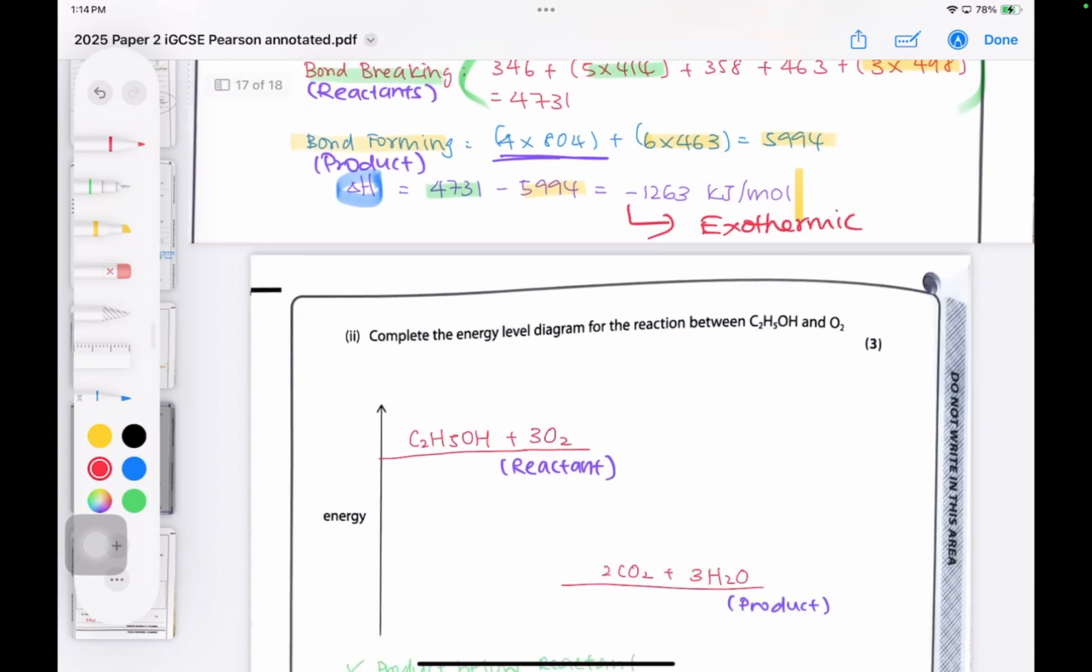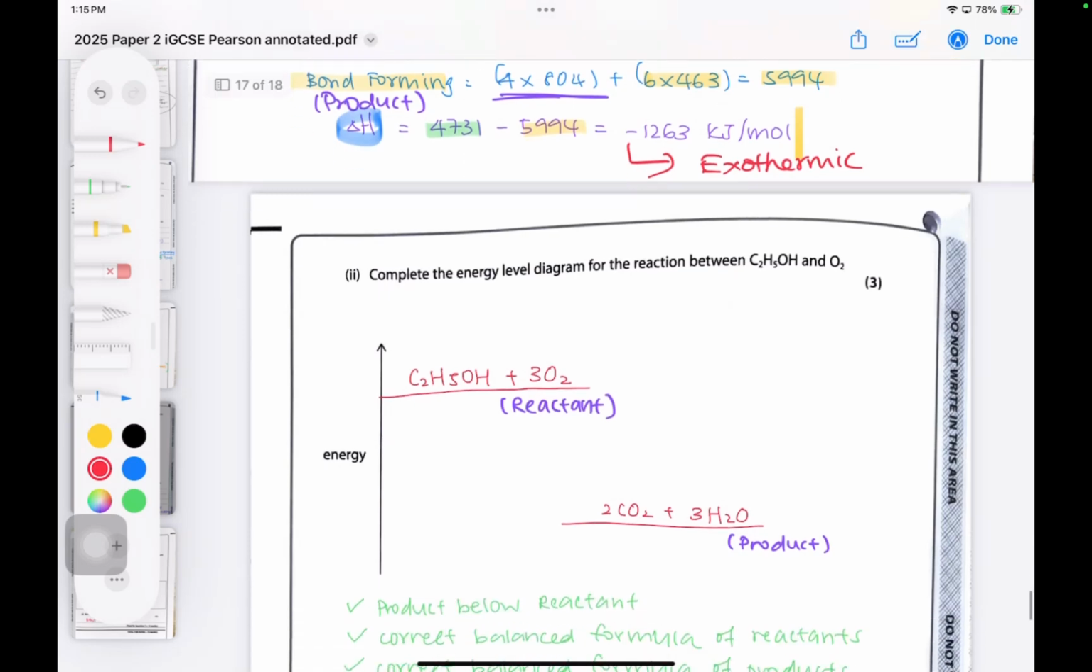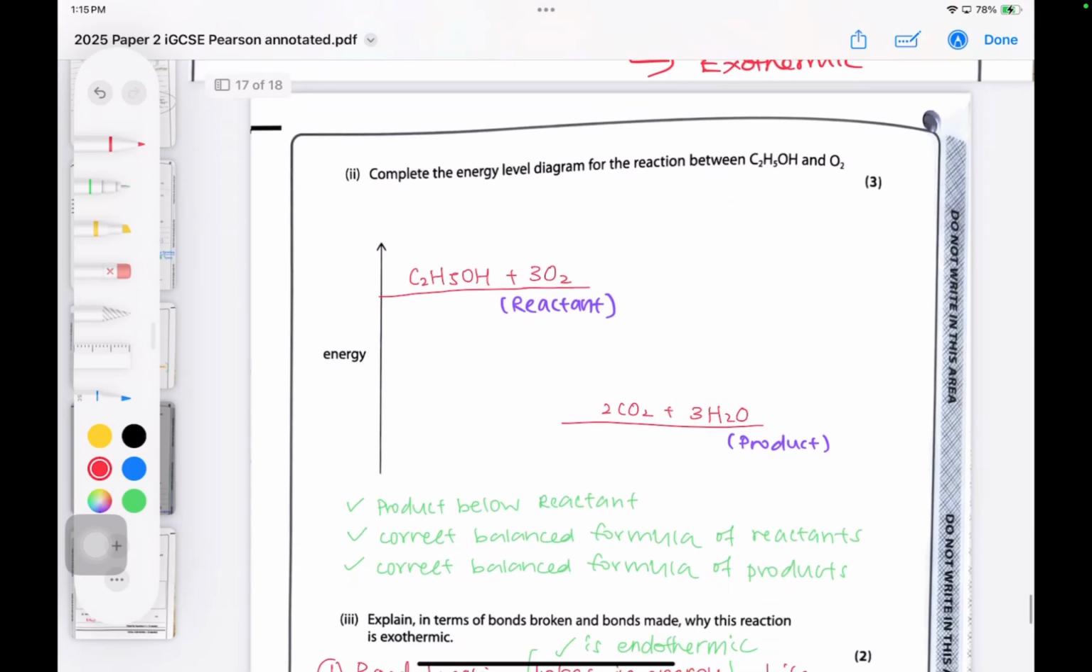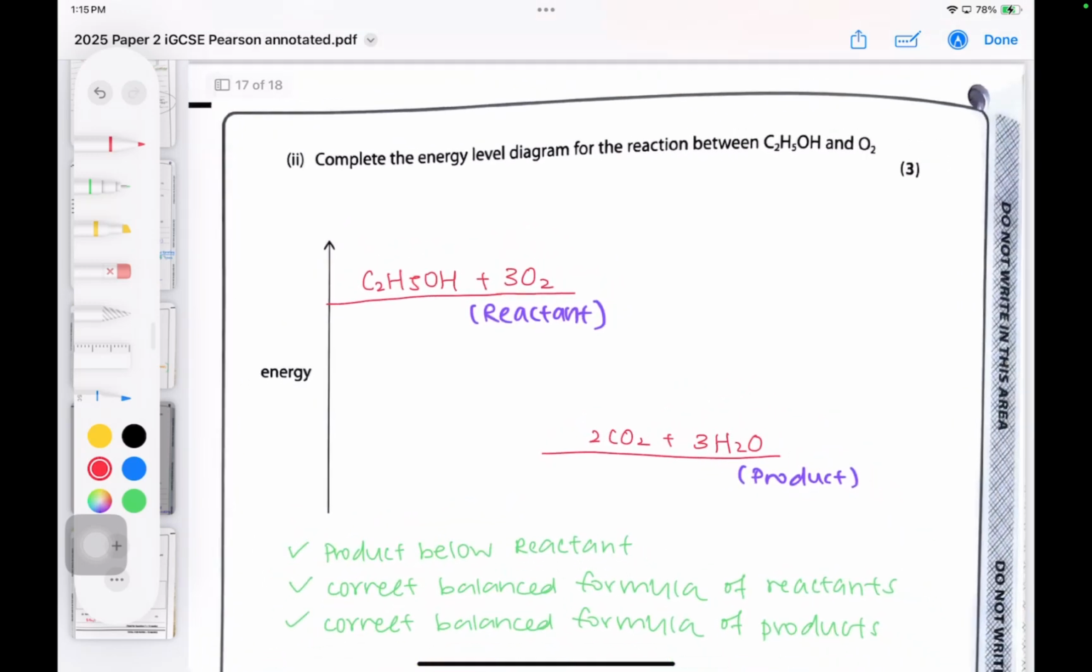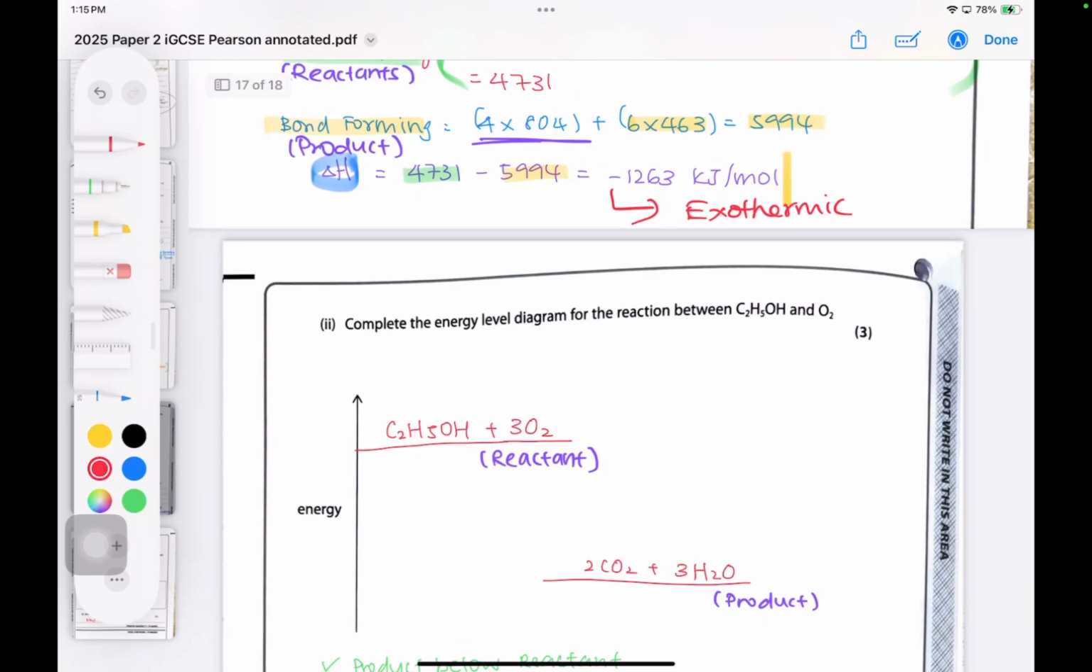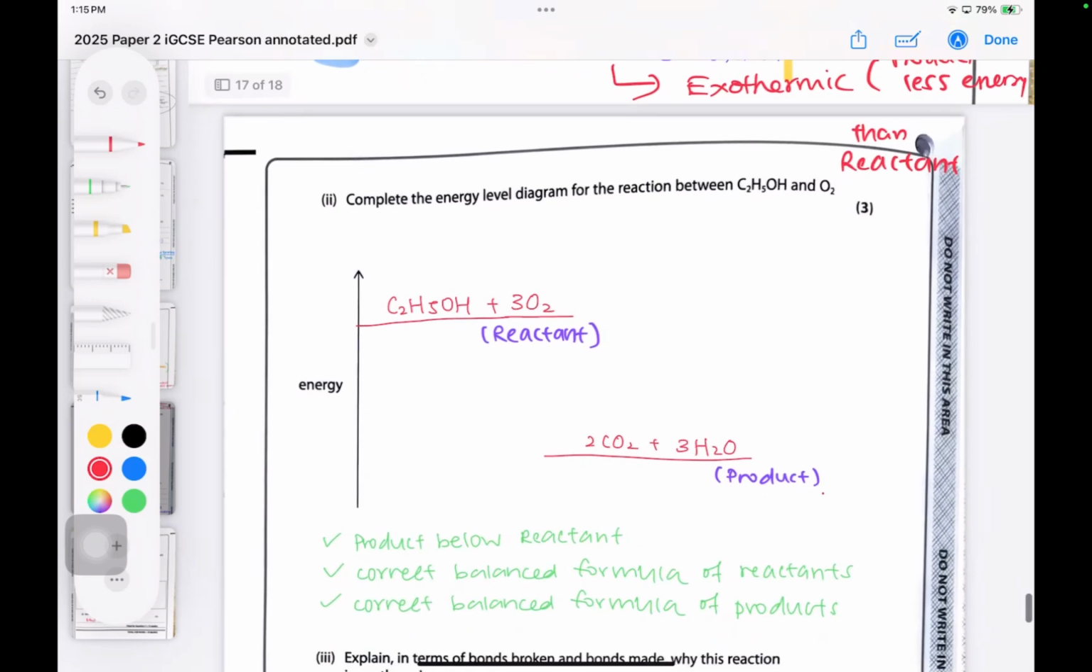So before they ask you about the exothermic endothermic reaction, they want you to draw an energy level diagram. And how this might look like is this. At the end of the day, if it's an exothermic reaction, it shows that the product has less energy, okay? Product has less energy than reactant because heat energy is lost to the surrounding. So your product would be on a lower level, product is lower than reactant. If you can already show that the product line is lower than the reactant, you actually get your first mark. Okay?